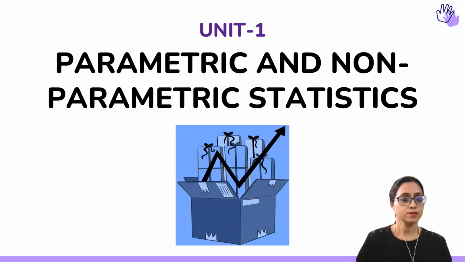So basically what we do, we make certain assumptions about the population. Like we make an assumption that the population follows a certain distribution. So what do non-parametric statistics do? They do not make any assumption regarding the population, whereas in parametric statistics, there are some assumptions regarding the population. We'll study each of these in detail as we move along this unit. So let us start.